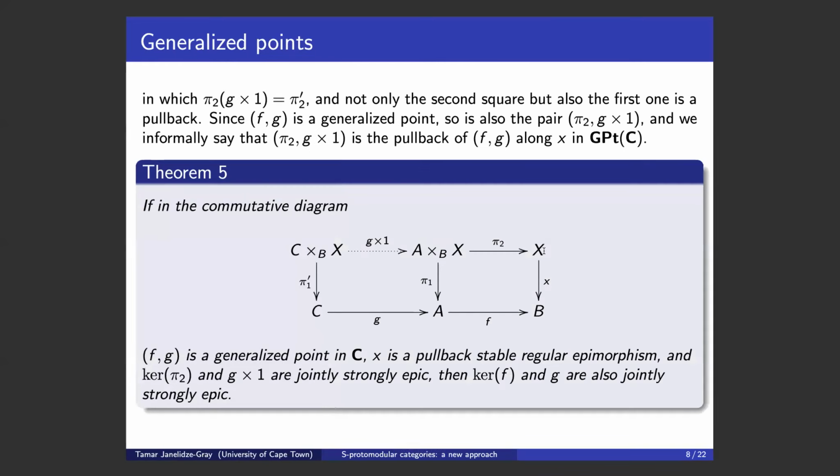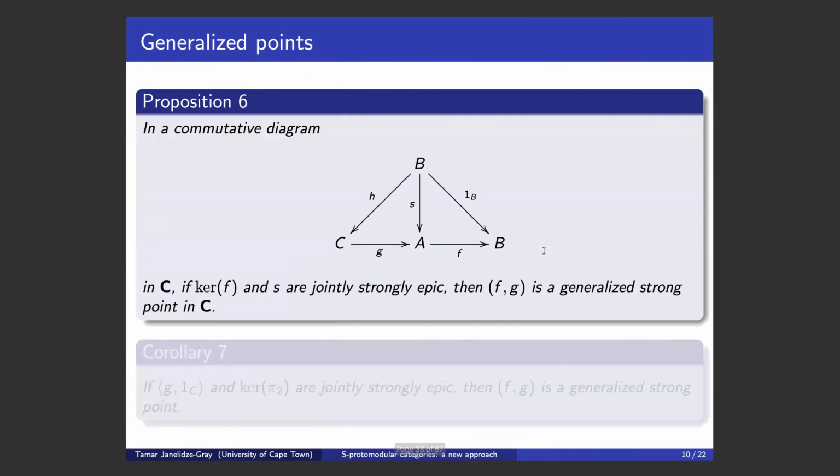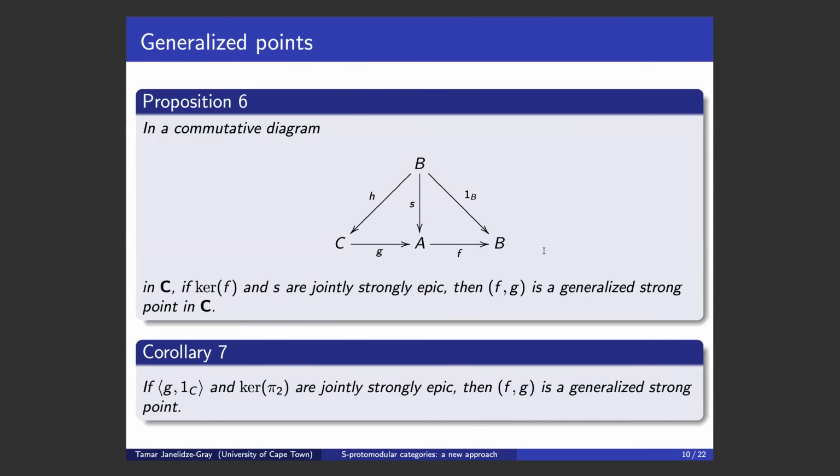Then this theorem tells us that if at the top we get a strong generalized point, then at the bottom we also have a strong generalized point, so Fg. So now putting this theorem together with this proposition, we obtain the final corollary, which states that if G and the induced morphism to the pullback G1C and kernel of pi 2 are jointly strongly epic, then Fg is going to be a generalized strong point.